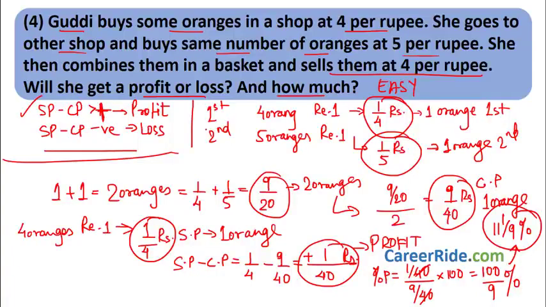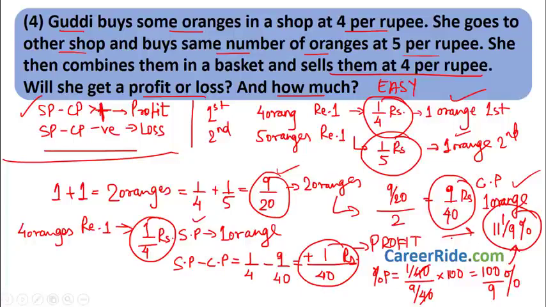Then let us assume that she buys 4 oranges at rupee 1. So we found the one orange price in the first shop and the second shop. When she combines 2 oranges, one orange from here, one orange from here, she gets 9 by 20. That is the price for 2 oranges. Then we found the price for one orange. That becomes cost price. Then we found the selling price of one orange. That is the selling price. We subtracted and found that it is a profit of rupees 1 by 40, and then we converted it into percentage.